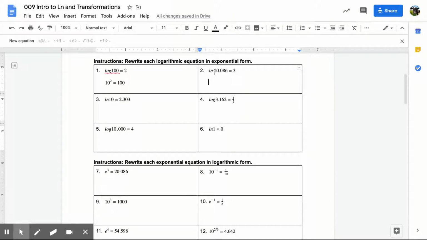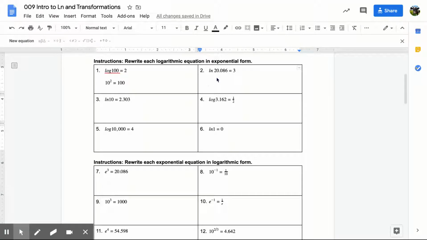If you see LN, it means that the little base here that's missing is understood to be the letter E, okay? And to explain what E is, remember back when you learned that pi stood for the number 3.14. Well, E is just like that. E stands for a number that's approximately 2.7, but that number goes on forever and ever.